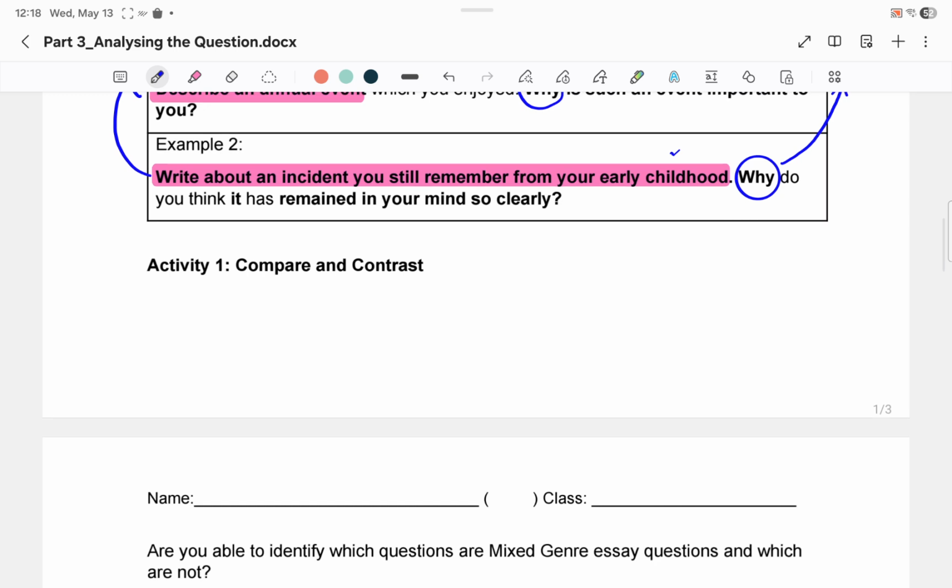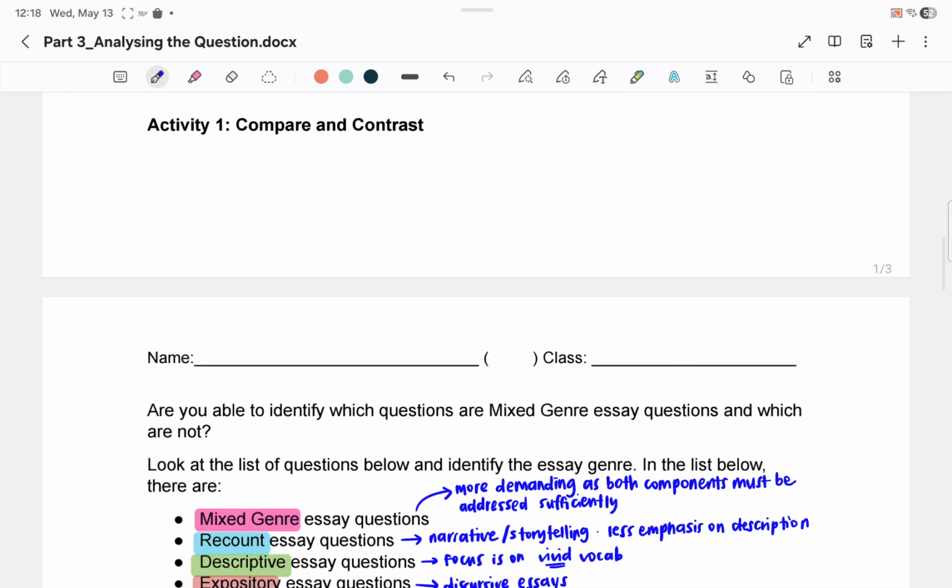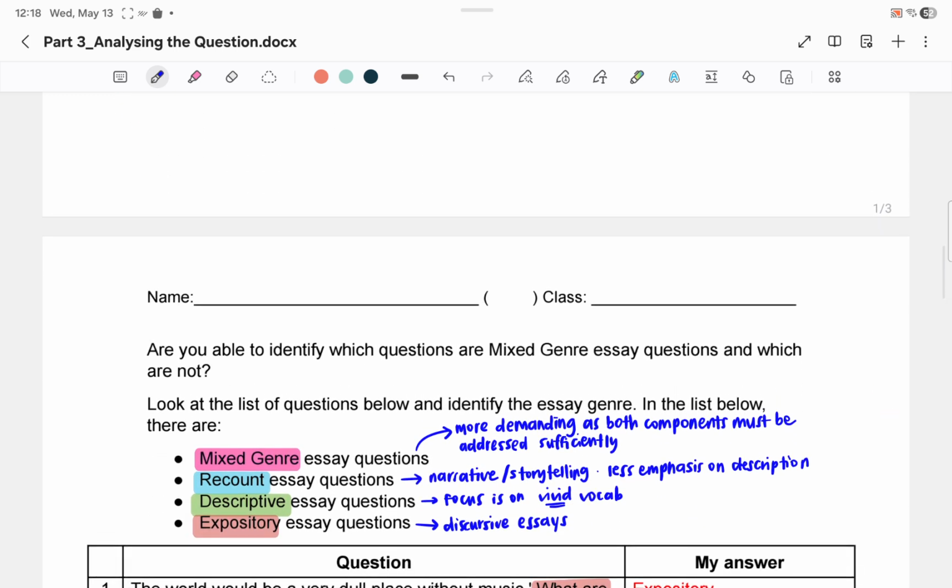So we are going to take a look at some of the question samples over here. Before I go down, I want you to take some time to write down some of these notes first. For mixed genre essay, typically out of 4 questions for O levels, you may see at least 1. In some years there were 2. It can be a bit more demanding because you're effectively asked to address 2 components of the essay.